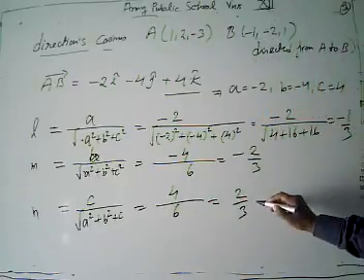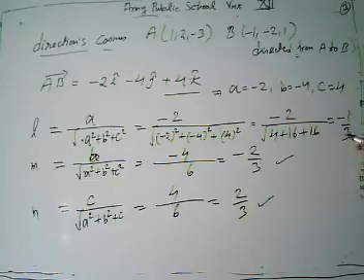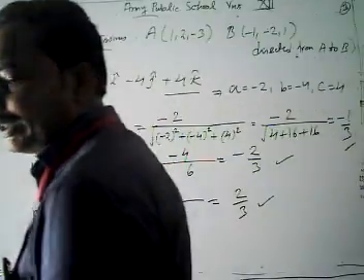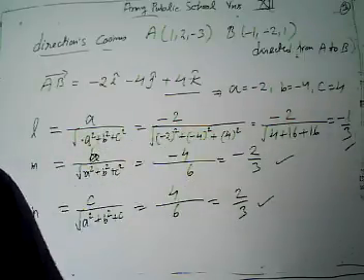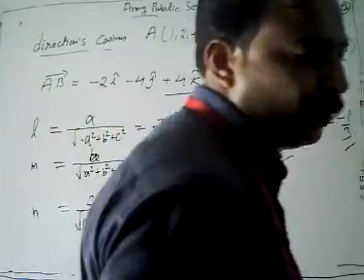Then our direction cosines, taking l, m, n, are minus 1 by 3, minus 2 by 3 and 2 by 3.